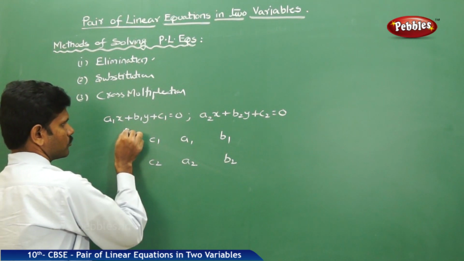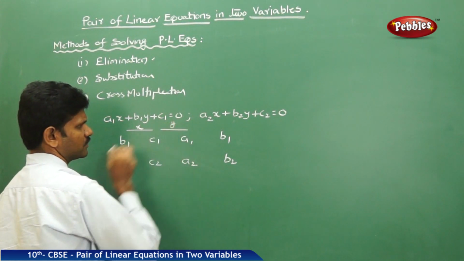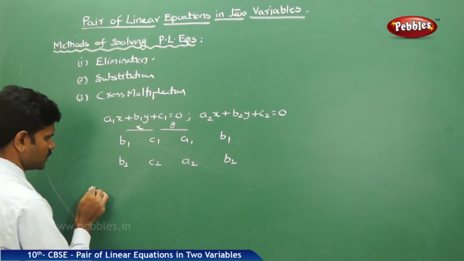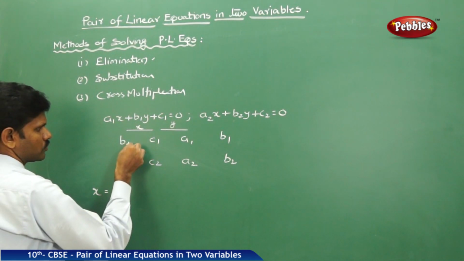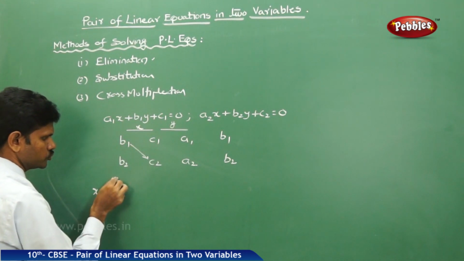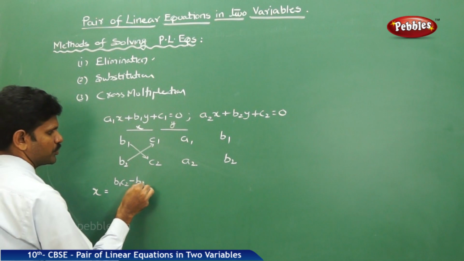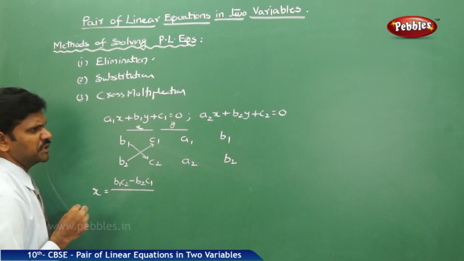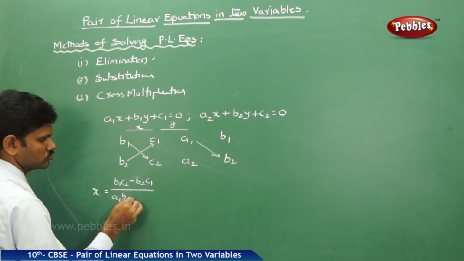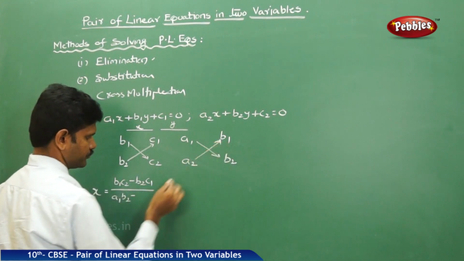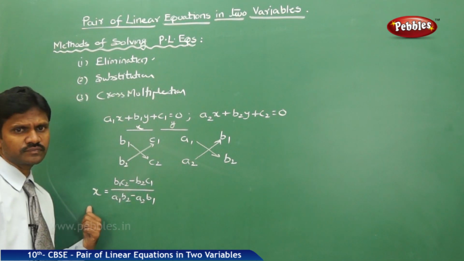Now this part is considered as x, this part is considered as y. Now to get the x value, do cross multiplication: b1 c2 minus b2 c1, by the denominator part which goes along like this: a1 b2 minus a2 b1. This is the formula to find the value of x.